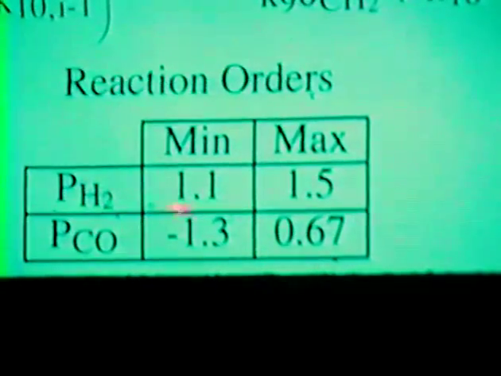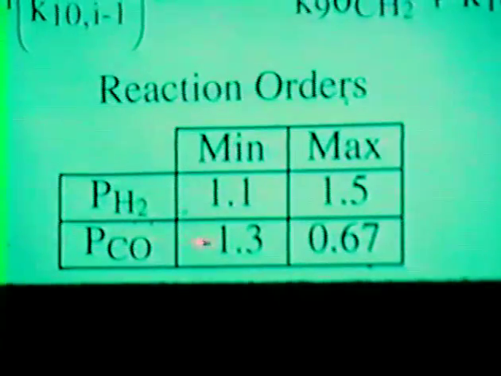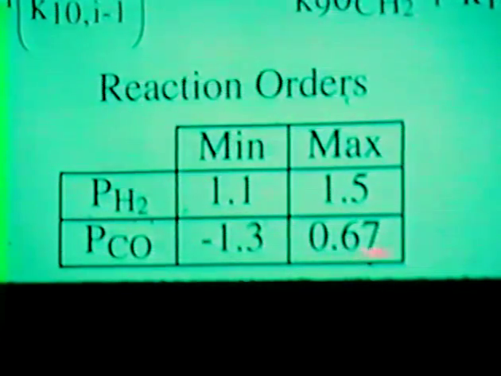Bottom line is that the reaction orders have a range of values. The hydrogen order can vary from 1.1 to 1.5. CO can range from negative 1.3 to a positive 0.67. So CO can either have a positive or negative effect on the reaction rate.